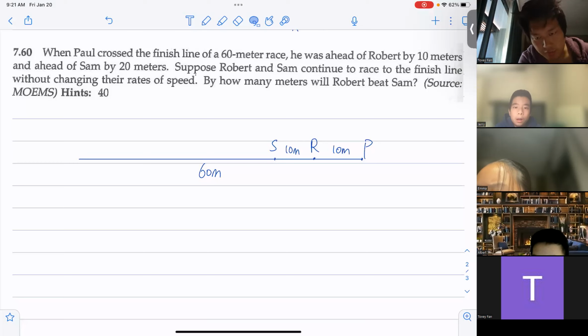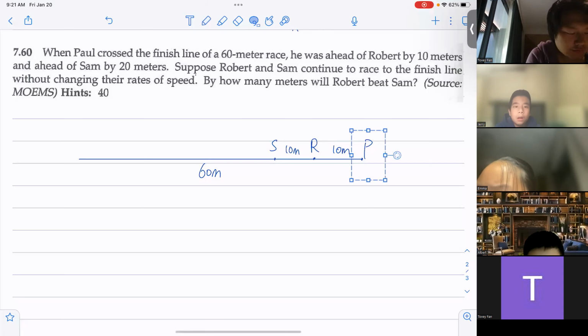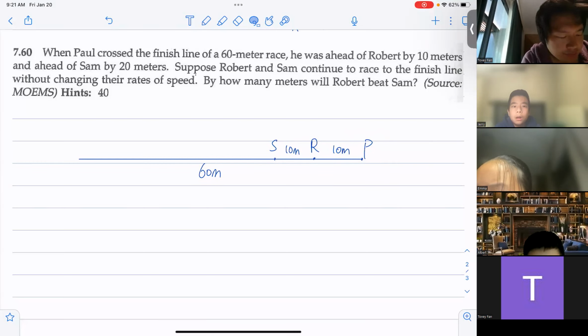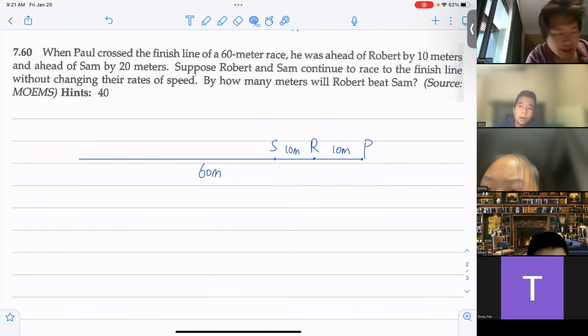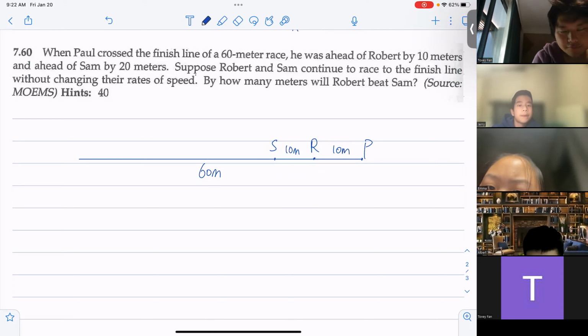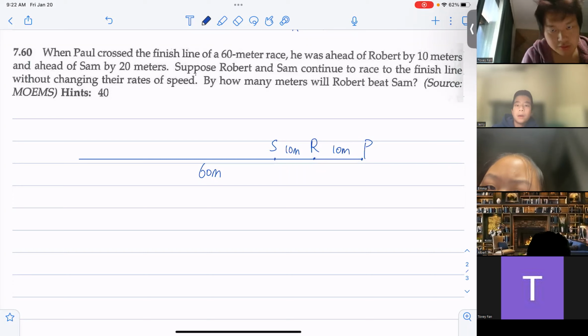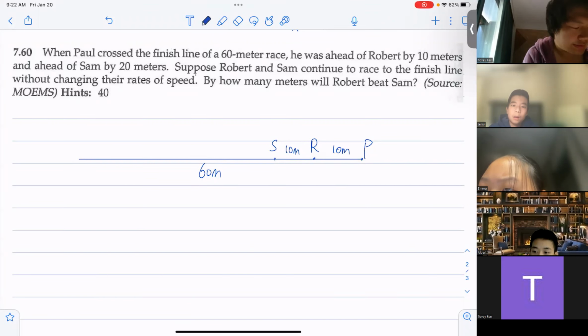So yeah, it's sort of like a work rate problem. We can compare the rate of Robert and the rate of Sam, right? And how do we compare them? By the time Paul finished the race, we could figure out how many meters Robert has finished and how many meters Sam has finished. That means we can figure out the amount of work done by Robert and by Sam in the same amount of time. And that's a comparison between their work rate, or in this case, between their rate of speed.